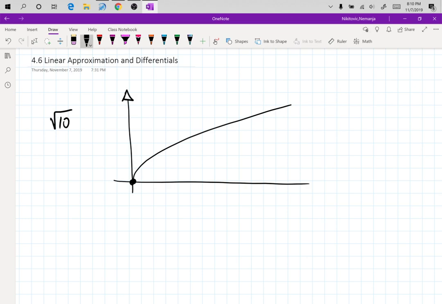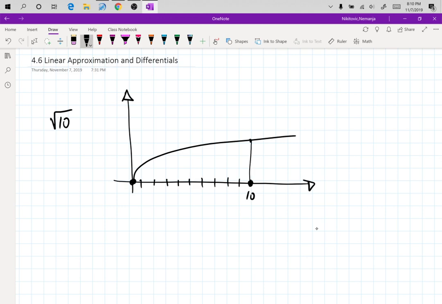So you know that the square root function looks something like this. And then 1, 2, 3, 4, 5, 6, 7, 8, 9, 10 eventually comes around. And you know that the exact value is right there, but you don't really know what it is. What you do know, however, is what the square root of 9 is. And the square root of 9 is 3, yes. And if you draw the tangent line through this point.